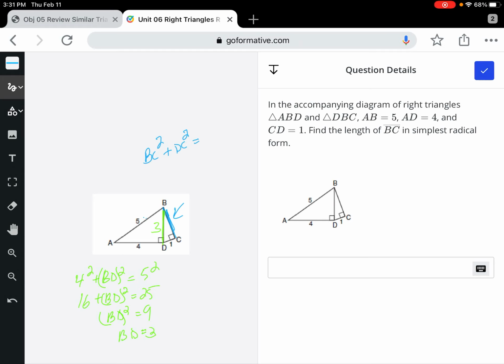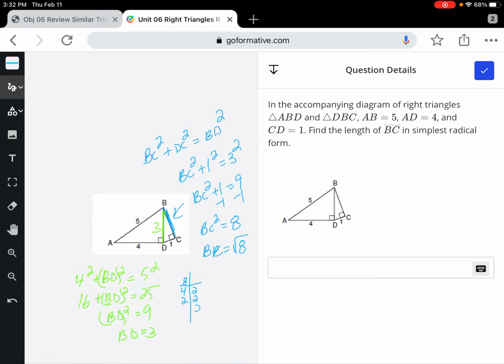So I know BC squared plus DC squared is equal to BD squared. So it's BC squared plus 1 squared is equal to 3 squared. BC squared plus 1 is equal to 9. I subtract 1. BC squared is equal to 8. The distance from B to C is equal to the square root of 8. The only thing that we have to do is make sure that we simplify our radical.